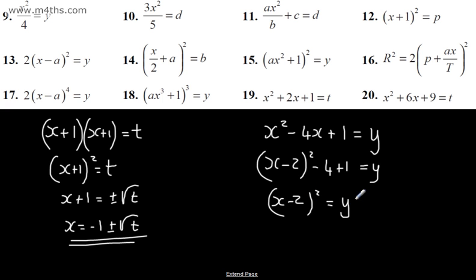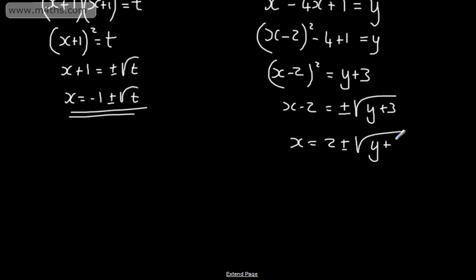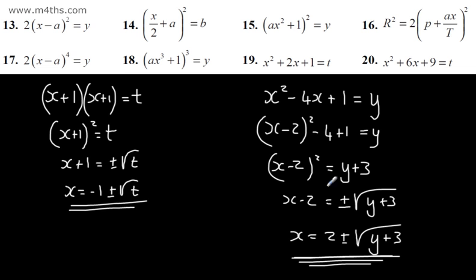So we could say y plus 3. Taking the square root of both sides, x minus 2 is equal to plus or minus the square root of y plus 3. Adding 2 to both sides, x is equal to 2 plus or minus the square root of y plus 3. And we'd have to say that y is at least negative 3 here to give us some real solutions, as we can't take the root of a negative number to give a real value.